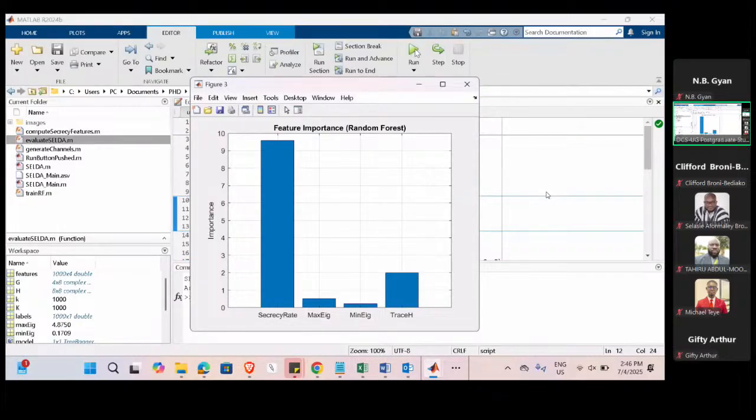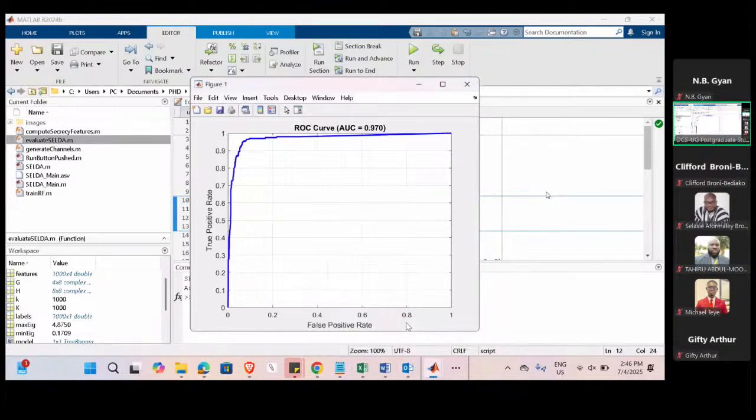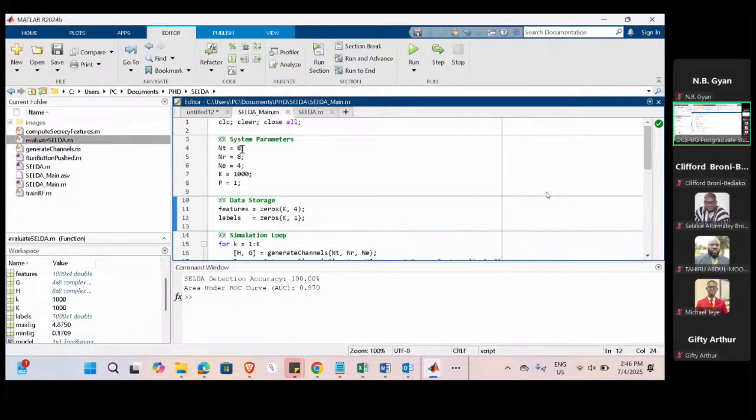Let me go back here. So this current run, we got 0.97, which is within the threshold we are looking for. Now, we can come back and change the number of antennas to whatever you want and see what result we can get. So maybe somebody can tell us how many antennas, how many transmitters we should change them to.